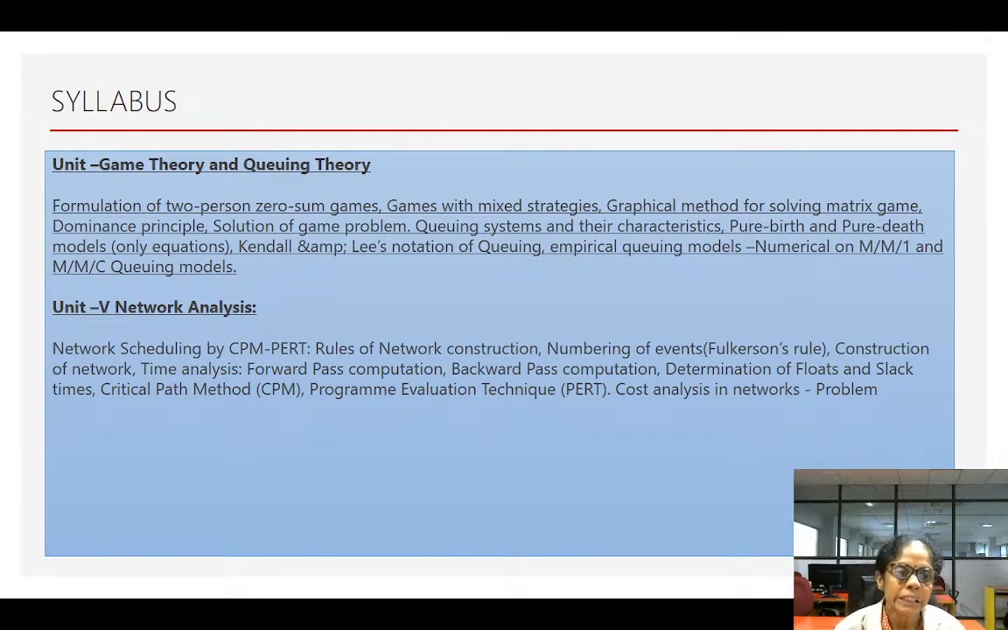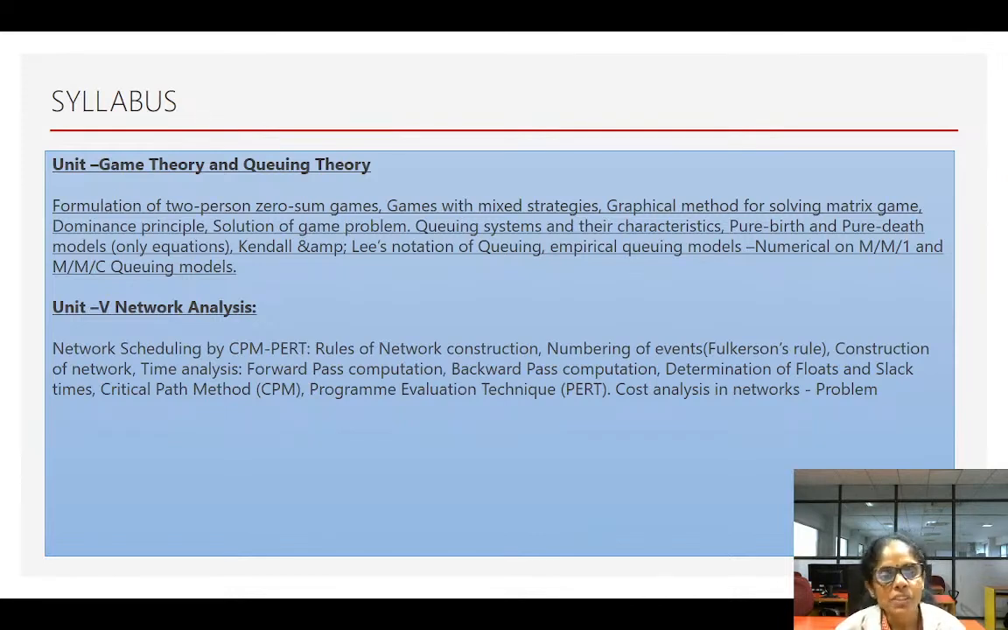And the last unit is nothing but network analysis. Here in network analysis, we learn network scheduling by CPM and PERT, rules of network construction, numbering of events, construction of network, time analysis, forward pass computation, backward pass computation, and determination of floats and slack times. Here in this unit, we are also studying critical path method.